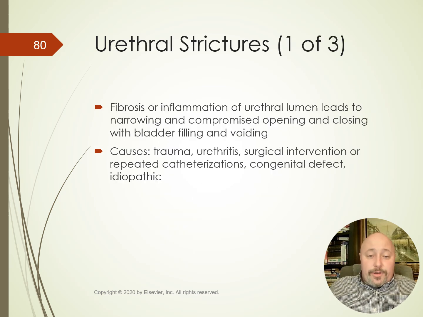Urethral strictures are those fibroses or inflammation of the urethral lumen that leads to a narrowing and a compromised opening and closing with the bladder filling and voiding. Causes range from trauma, urethritis, surgical interventions, or repeated catheterizations. Could even be a result of congenital defects as well.